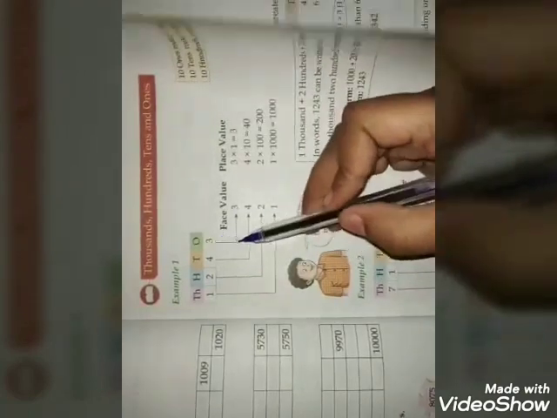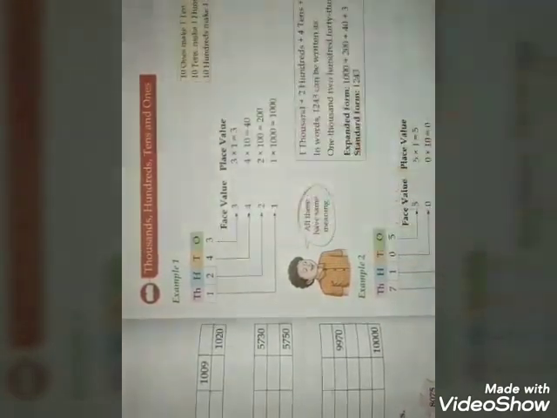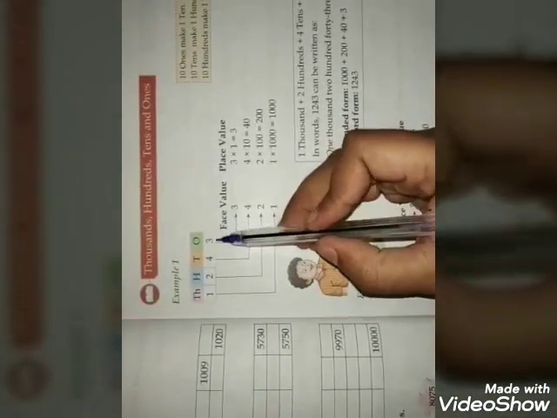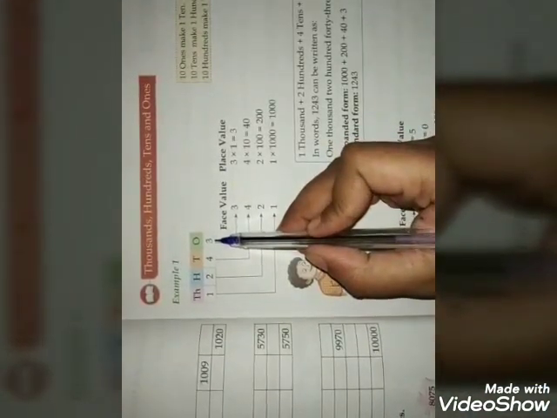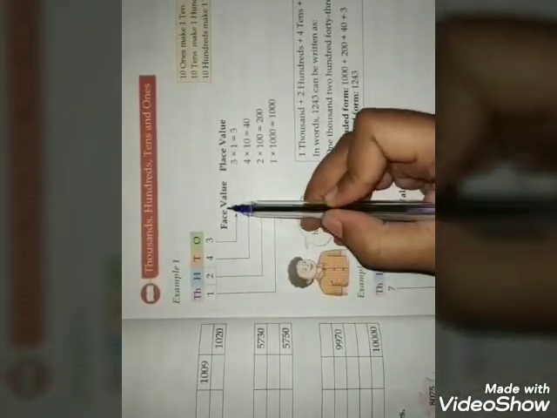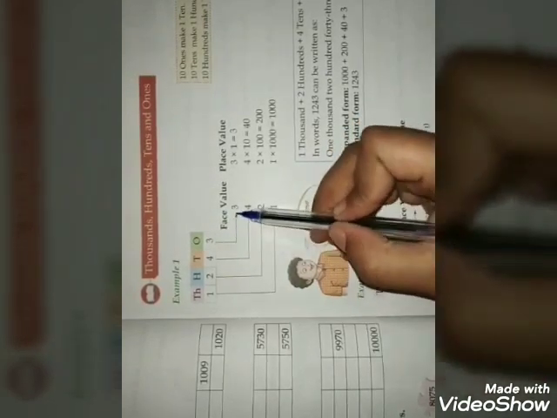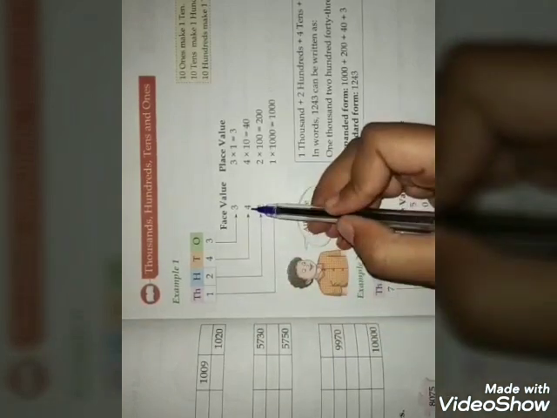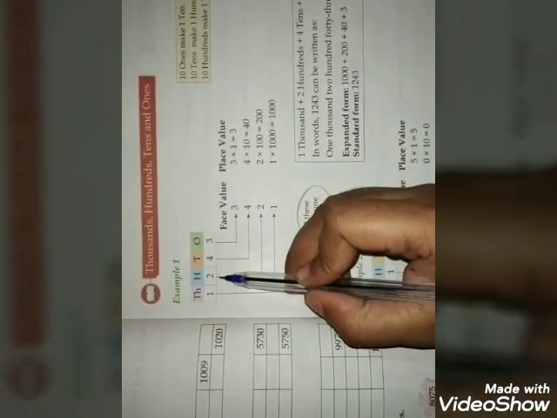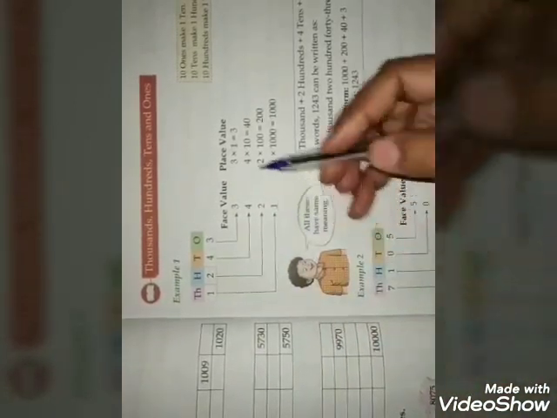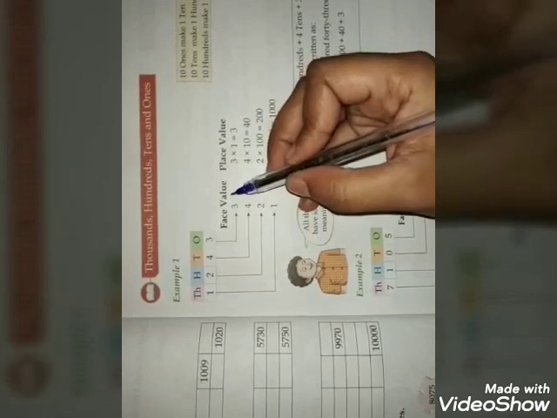So the face value of a number always remains the same as the number. Now here in 1243, if I ask what is the face value of 3, the face value of 3 is 3, as the face value of a number always remains the same as the number. The face value of 4 is 4, the face value of 2 is 2, and the face value of 1 is 1. So is it clear that the face value of a number always remains the same as the number?